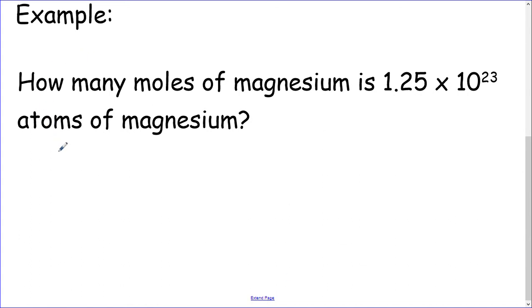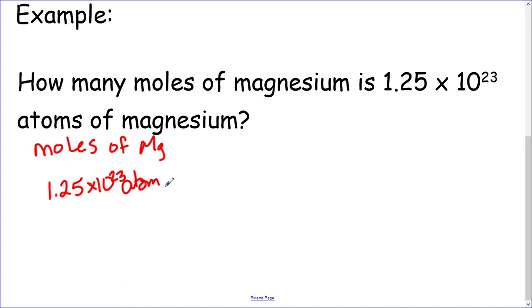So, I want to see moles of magnesium. Moles of magnesium equals 1.25 times 10 to the 23 atoms of magnesium. And then we're going to multiply that by our ratio. Now I have atoms of magnesium on the top part here, because remember this is like a fraction. It can be written over 1.